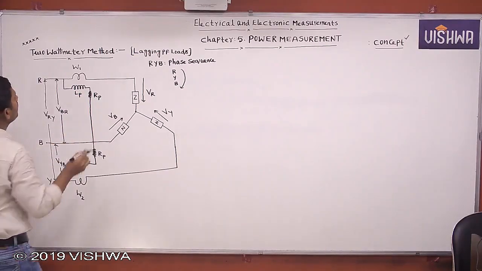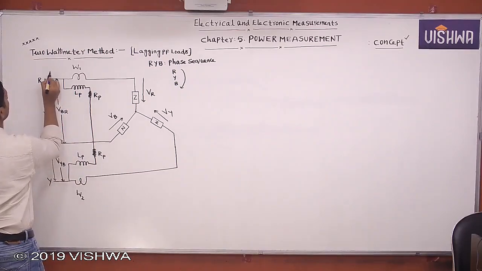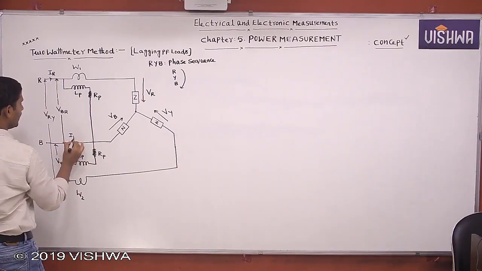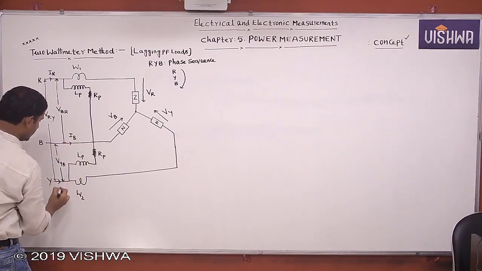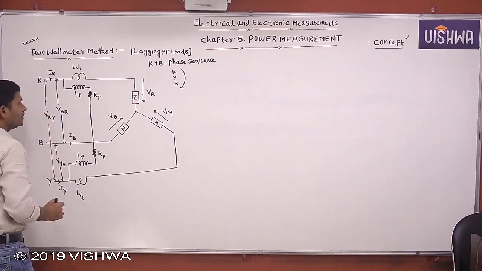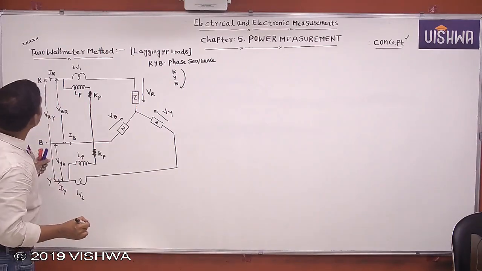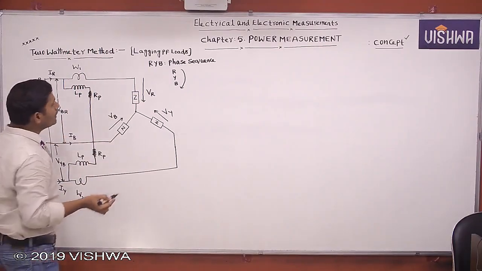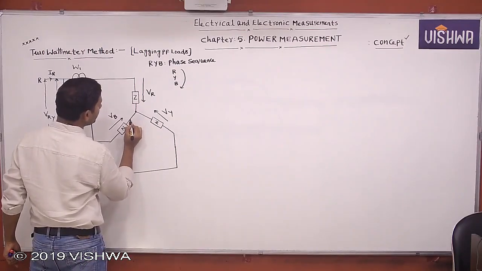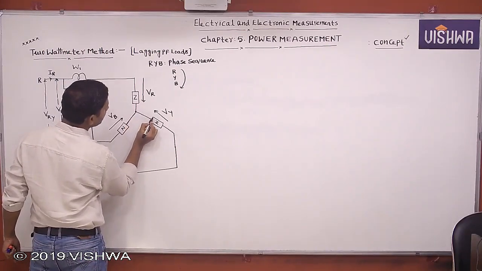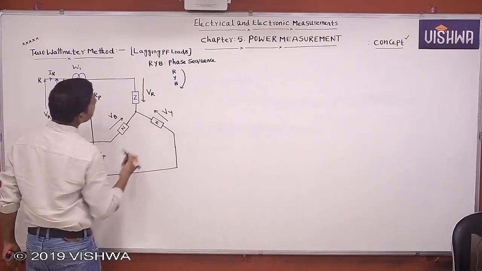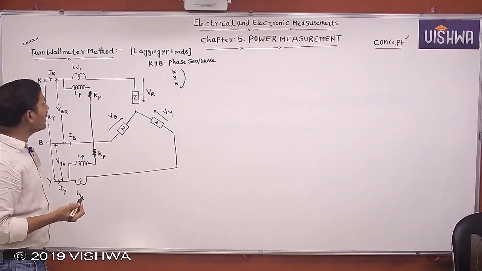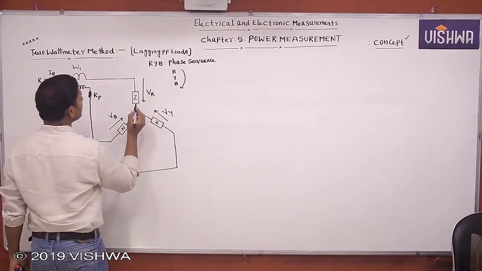And this current is IR, this current is IB, and this current is IY. Now these are the 2 wattmeters, W1 and W2. Now we want to prove that the sum of the 2 wattmeter readings indicates the 3-phase power. I already gave that for the case of resistive loads, but here I am explaining with respect to inductive loads. I am taking the lagging power factor loads.